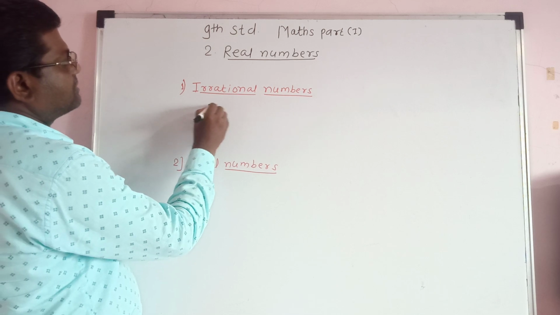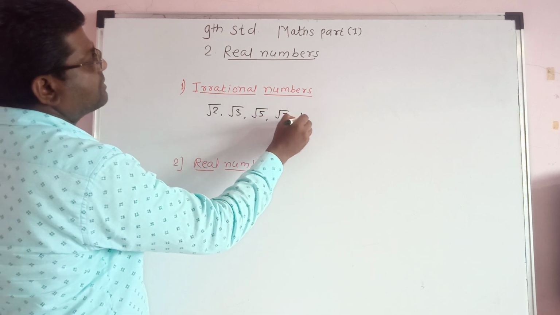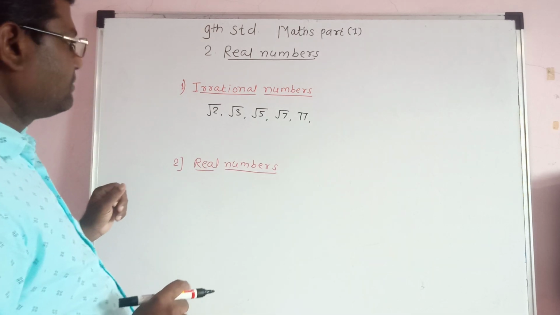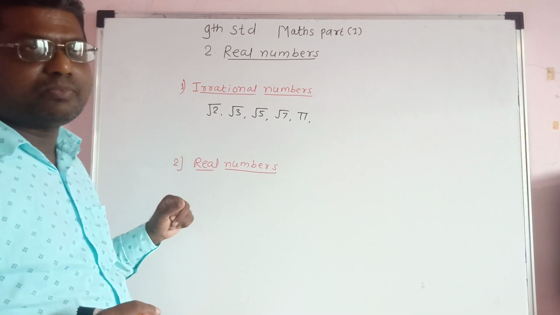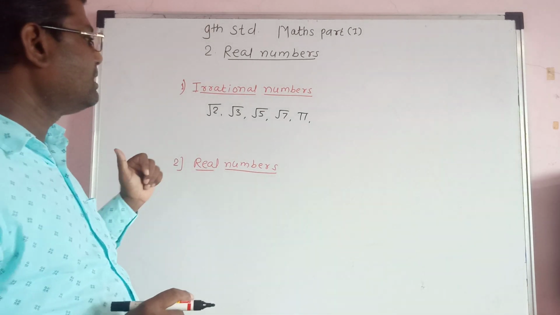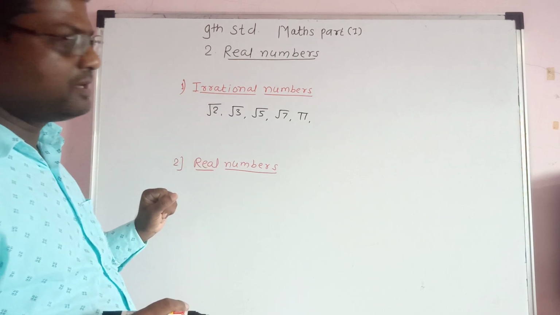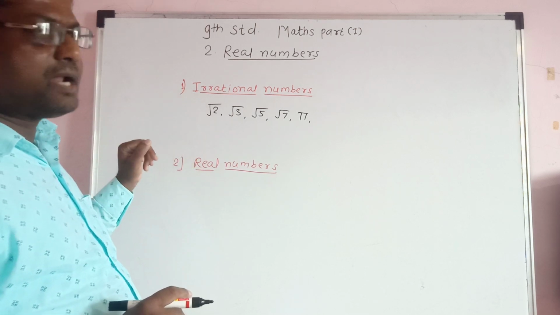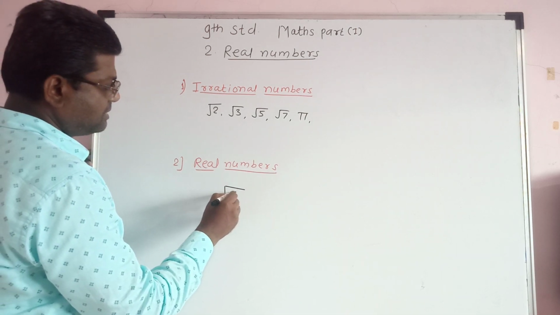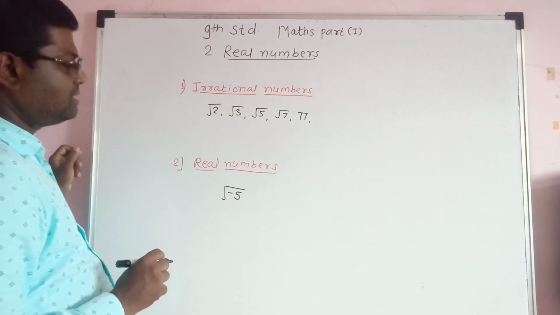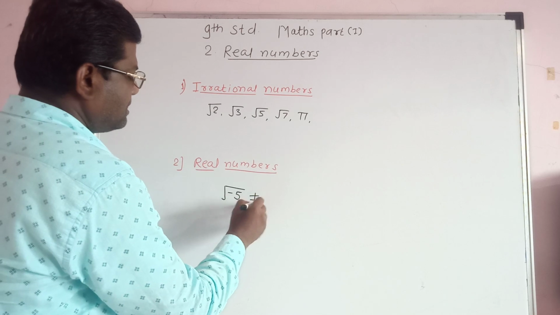Irrational numbers are root 2, root 3, root 5, root 7, pi are some irrational numbers. Then what is meant by real numbers? The numbers which can be represented on the number line are called real numbers. We can indicate irrational numbers and rational numbers on the number line. Therefore, irrational numbers and rational numbers are real numbers. We cannot find the negative square root of the real numbers. That is, the negative square root of the real numbers is not a real number.